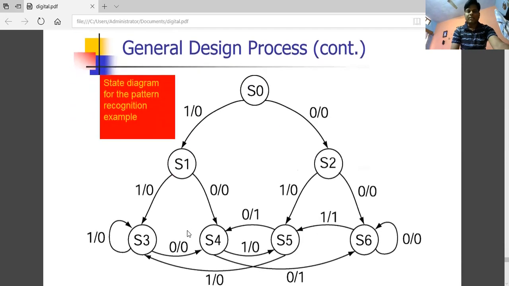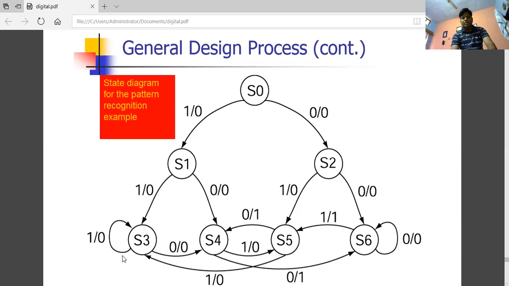So this is the state diagram of the pattern recognition. Here S0 is given. From S0, when x is 1, it goes to S1. When x is 0, it goes to S2, and the corresponding output is 0. Next, S1 goes to S3 when x equals 1, and when x equals 0 it goes to S4, and the corresponding output is 0.